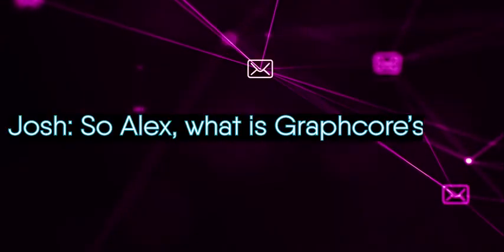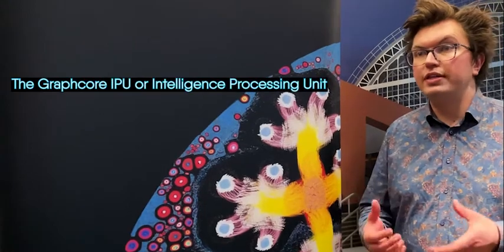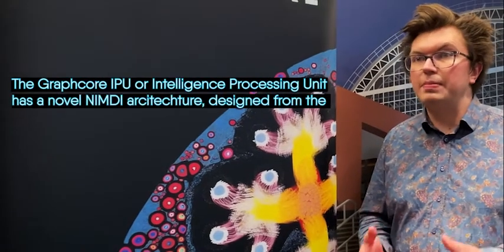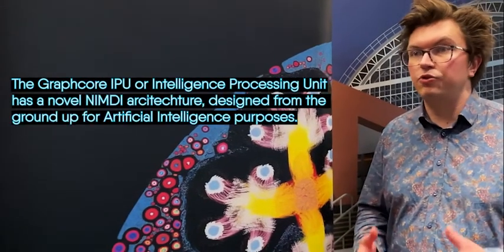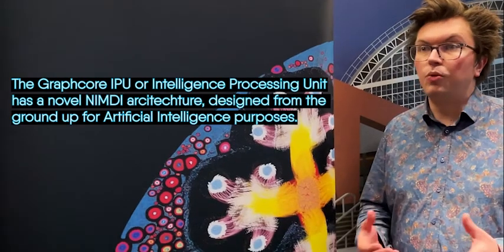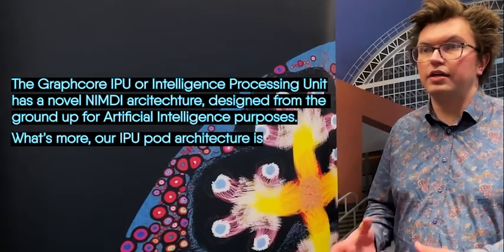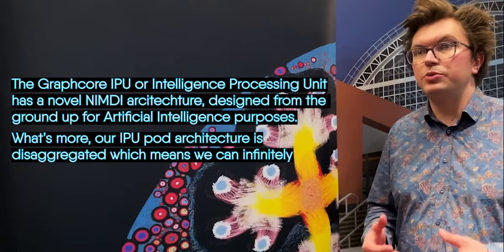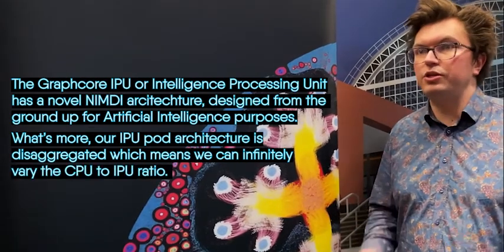So Alex, what is Graphcore's USP? The Graphcore IPU, or Intelligence Processing Unit, has a novel MIMD architecture designed from the ground up for artificial intelligence purposes. What's more, our IPU pod architecture is disaggregated, which means we can infinitely vary the CPU to IPU ratio.